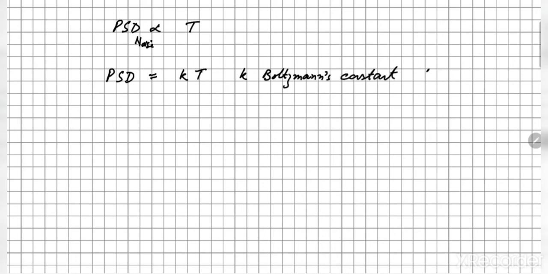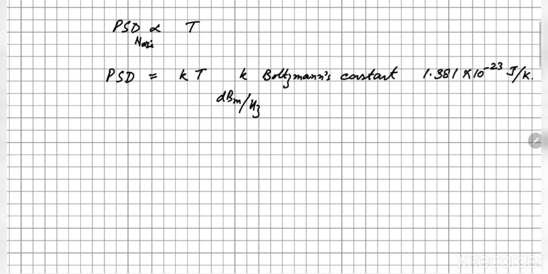And has a value of 1.381 into 10 power minus 23 joules per Kelvin. And T is the temperature of the device. The power spectral density of the noise can be given as kT, where k is the Boltzmann's constant, and the unit of this is dBm per hertz.